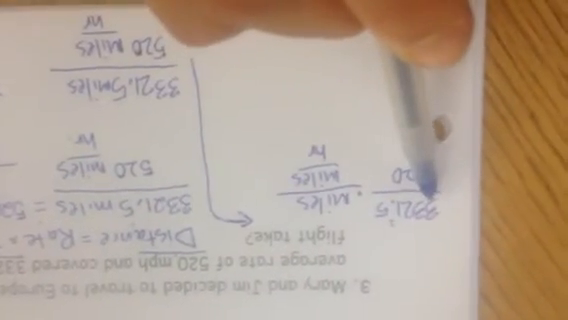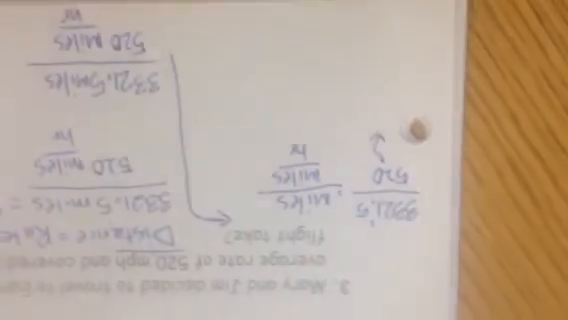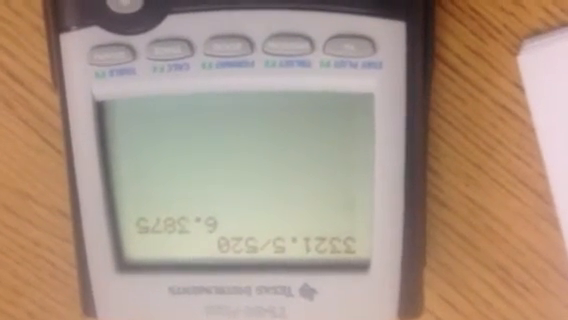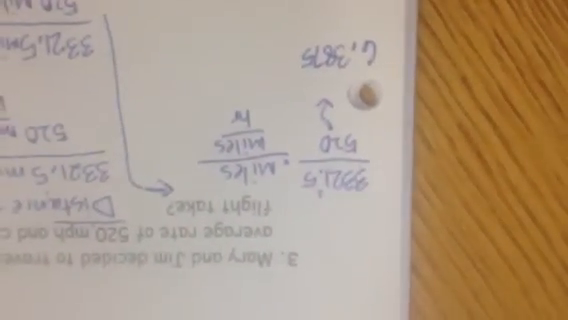Okay, so here I have 3,321.5 divided by 520. I'm actually going to evaluate that and do the division. So here I have 3,321.5 divided by 520, which gives me 6.3875. Okay, so I have 6.3875. And the units part is a little tricky.